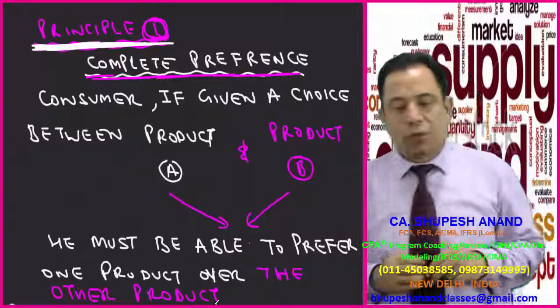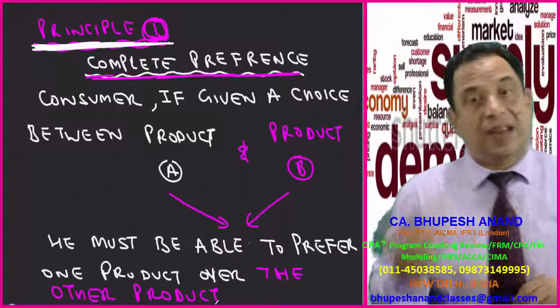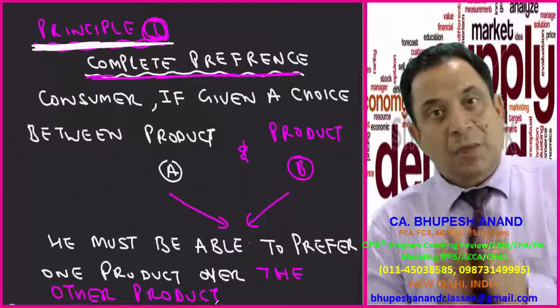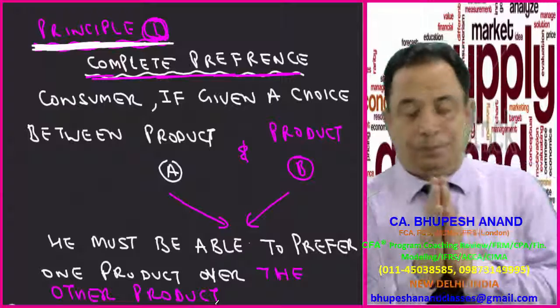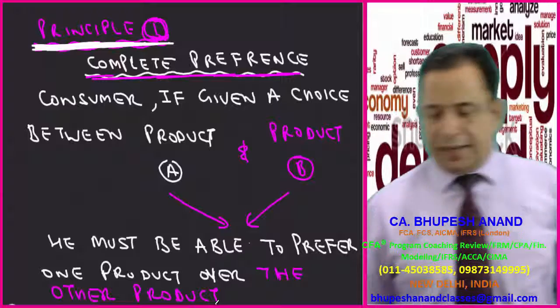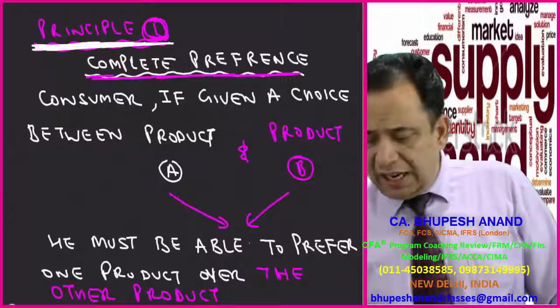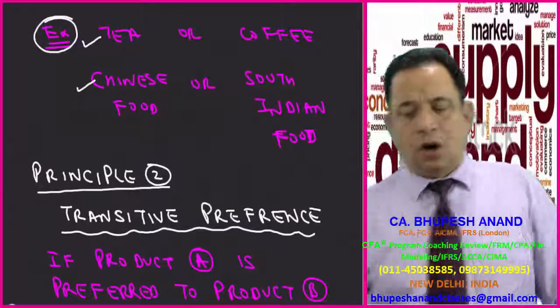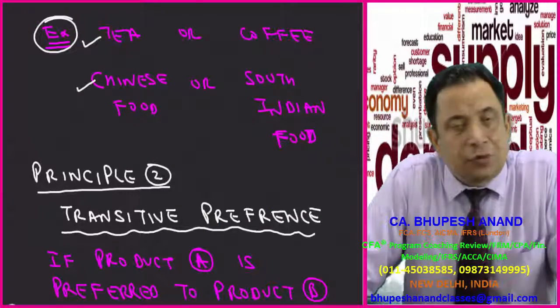He must be able to prefer one product over the other products. He must be able to prefer one product over the other product. Tea or coffee, Chinese food or South Indian food.